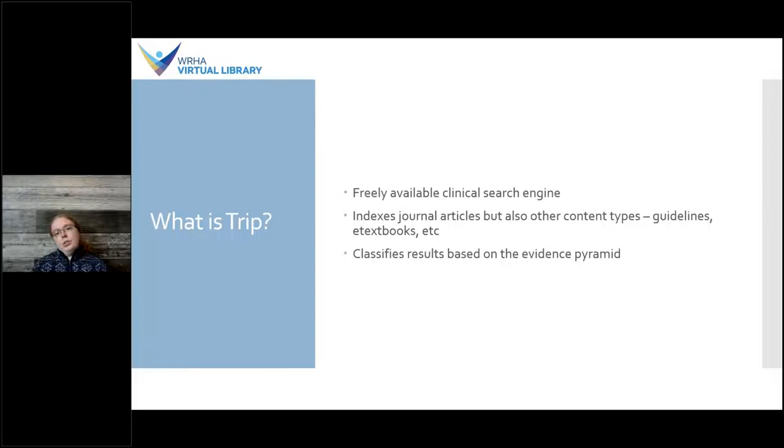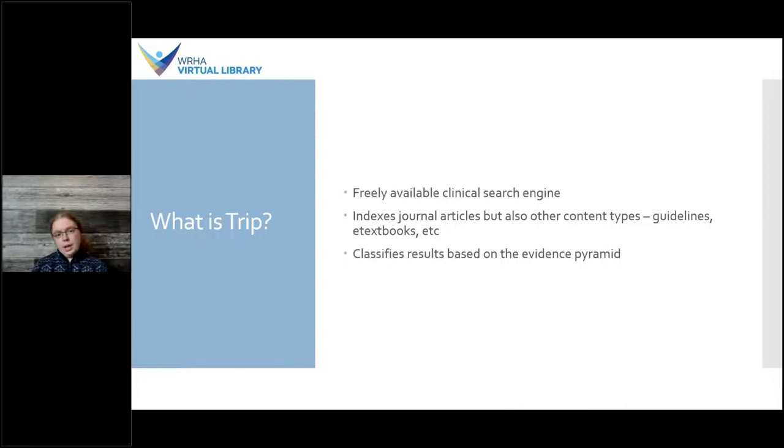So now that we've introduced the WRHA Virtual Library, let's talk about the topic of the webinar today, which is the TRIP database. So what is TRIP? TRIP turns research into practice, that's what it stands for, and it's a freely available clinical search engine. TRIP indexes journal articles, but also other content types like guidelines, e-textbooks, and a bunch of others, and we'll be going through that when we look at the database itself a little bit later.